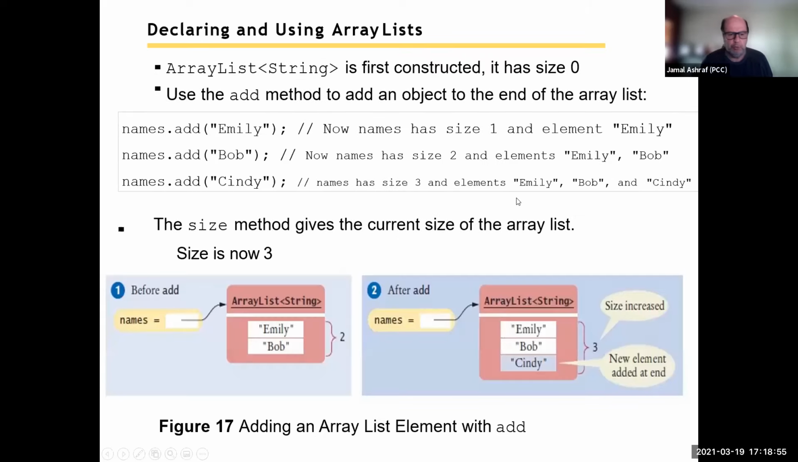First we're going to be creating an array list that's going to be empty. Then we're going to be adding names in there. First we are adding Emily, then we're adding Bob. As we add, each is going to be added to the end of the list. Then we're adding Cindy, that's going to be at the end, and the size is going to be 3. As we add, the array list is going to grow.